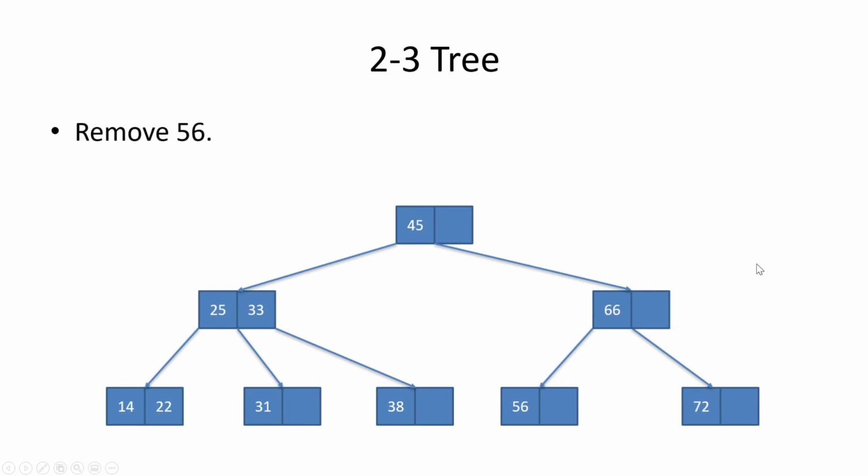But let's take a look at a quick example. So the example I've chosen here, again, strategic, is 56 because it causes a little bit of a cascade or a problem here. So again, the first thing we're going to do is find 56 and delete it.